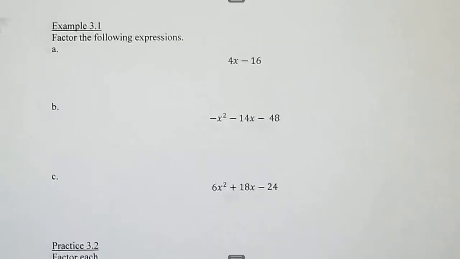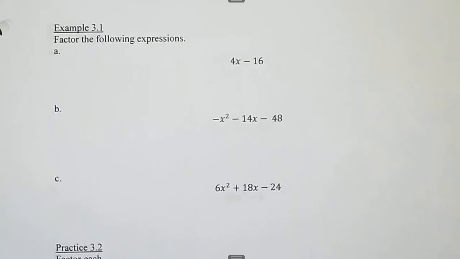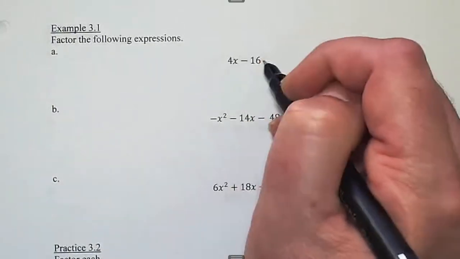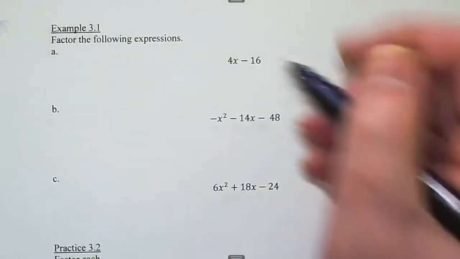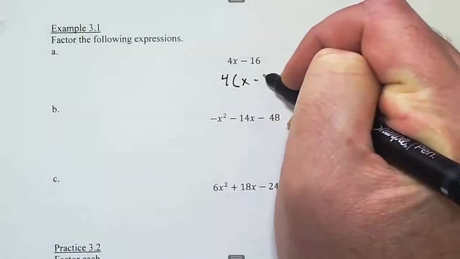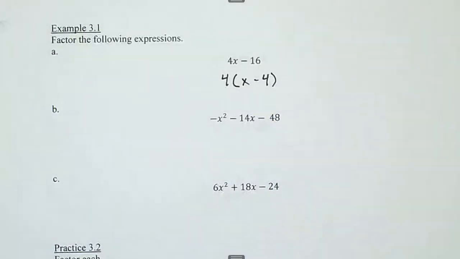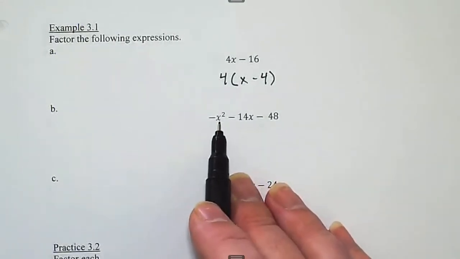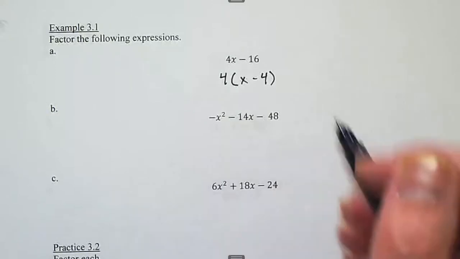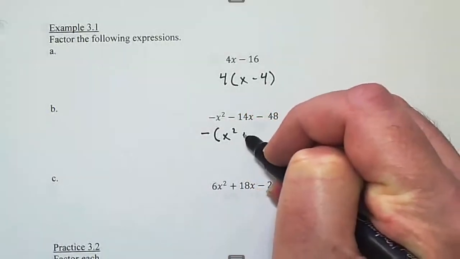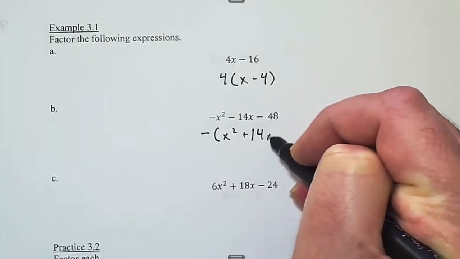Okay, so let's review some factoring. I've got 4x minus 16, so I'm going to factor out a greatest common factor, 4. And I get x minus 4. On the next one, I don't like having a negative for my a, so I'm going to factor out a negative first. And that changes all the signs because when you factor out, you're dividing, so I'm just dividing by a negative 1.